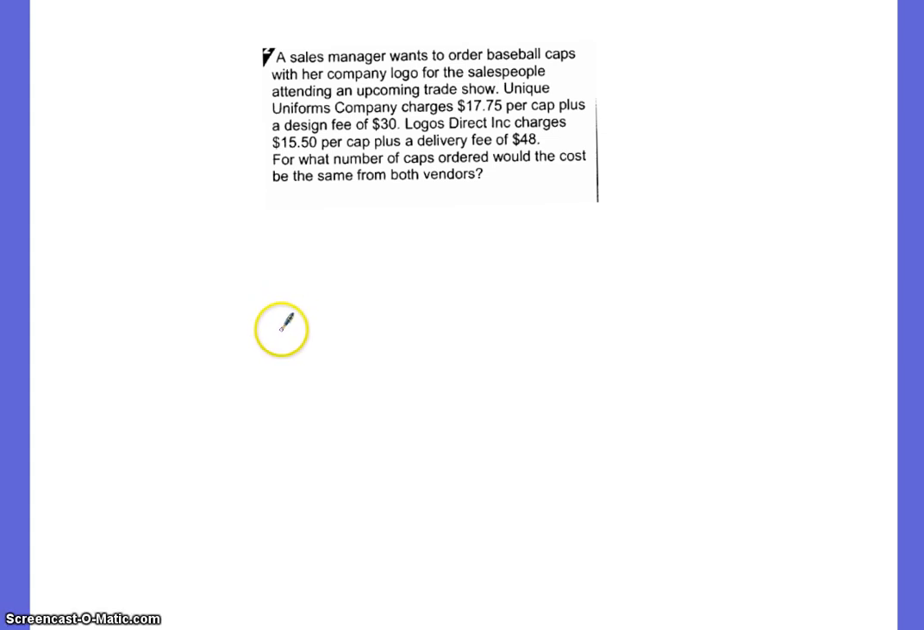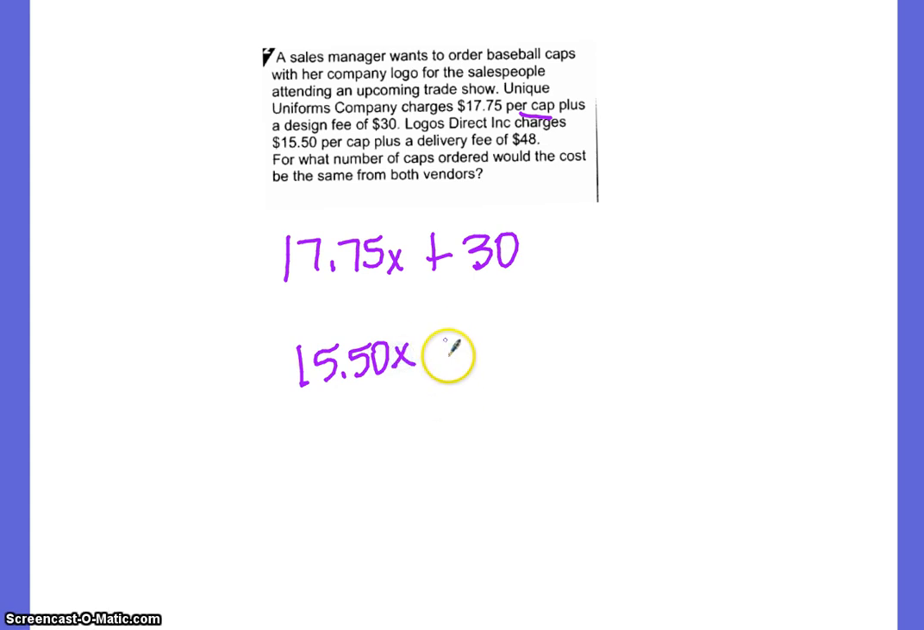This is your system. When they start talking about two situations, you're going to turn it into two equations. The first one is 17.75 per cap means times x plus 30. The other one is 15.50 per cap plus 48. We want to know when they would be the same. The same means equal, right? So the first one goes at y1 and the second one goes at y2.